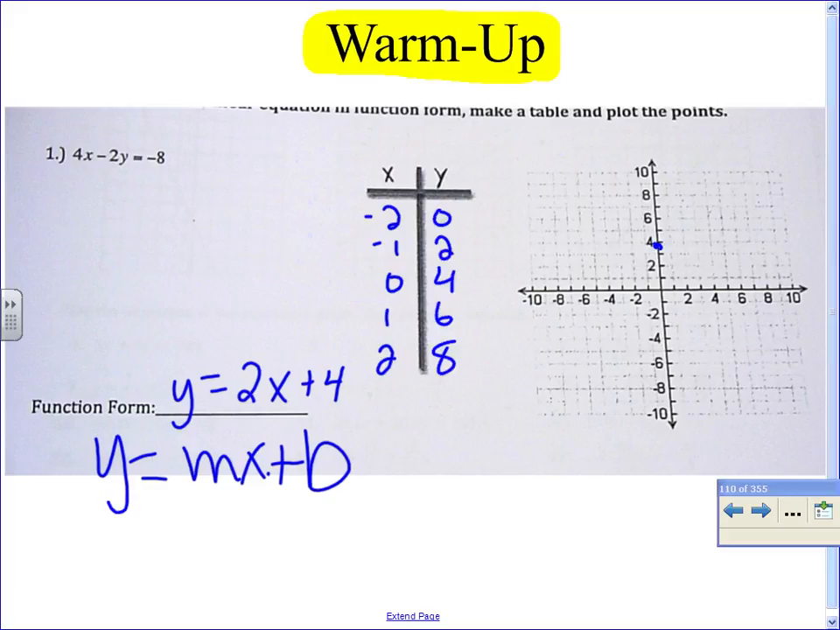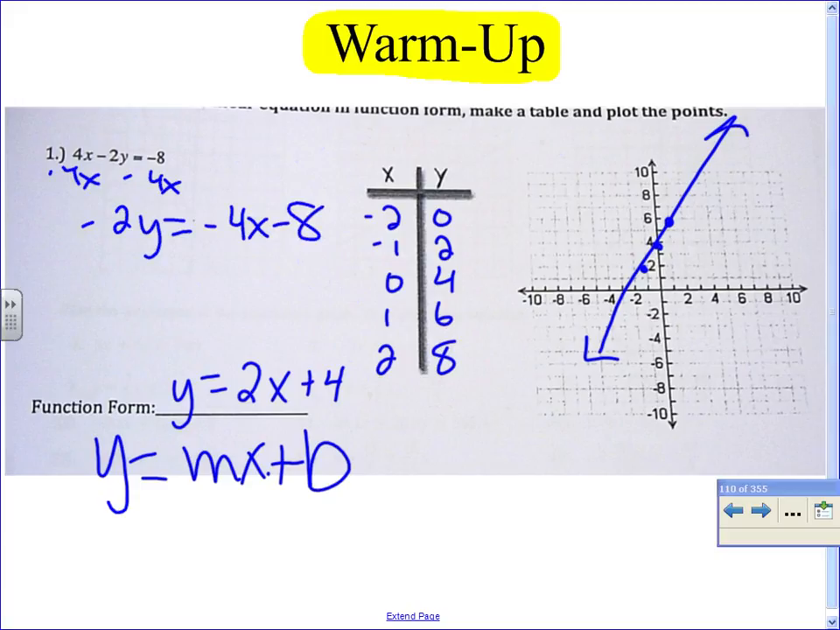like that. Mary. That's not correct. So after you minus 4x on both sides, you have negative 2y equals negative 4x minus 8, and then divide everything by negative 2. Okay, you just forgot to divide. Okay, any other questions on number 1, Doug?